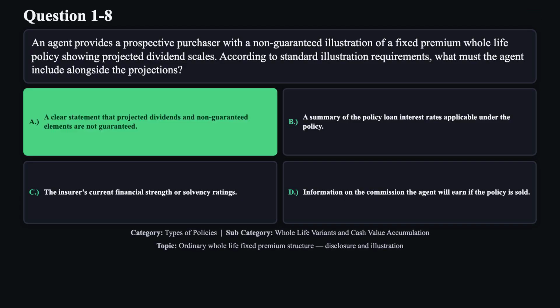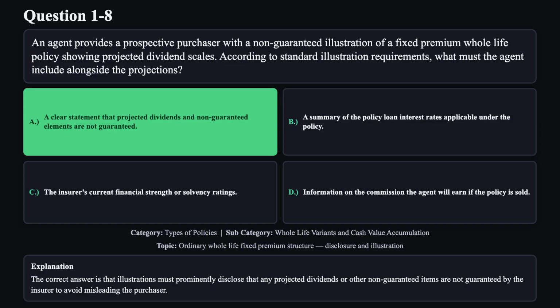The correct answer is A. The correct answer is that illustrations must prominently disclose that any projected dividends or other non-guaranteed items are not guaranteed by the insurer to avoid misleading the purchaser.